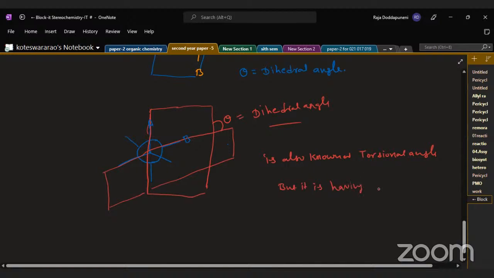Is having directional properties. Right. Now, suppose torsional angle is the smallest value of dihedral angle.